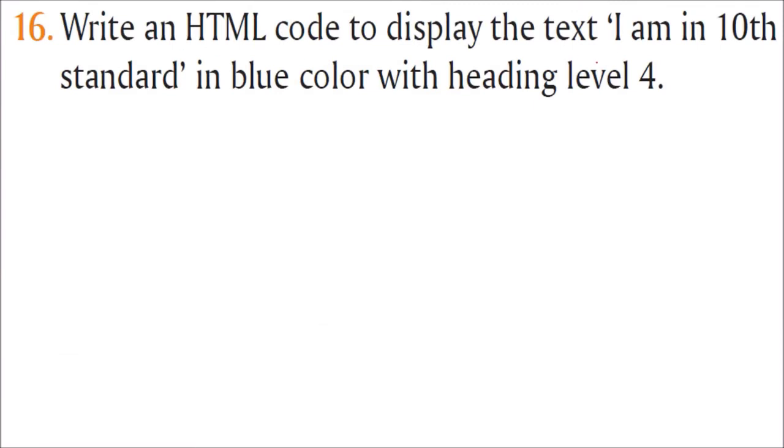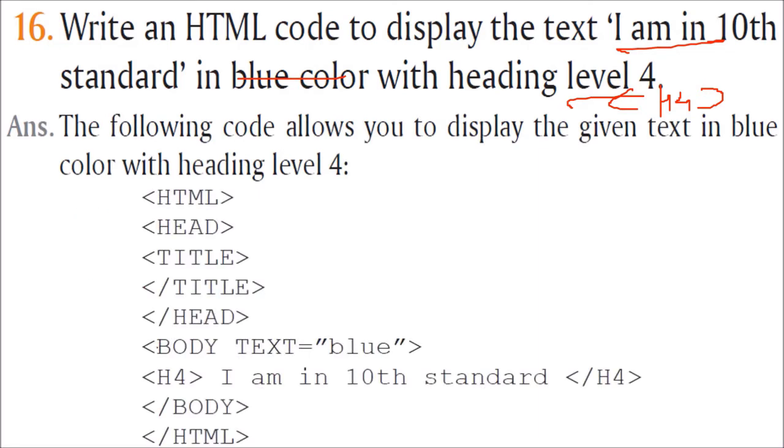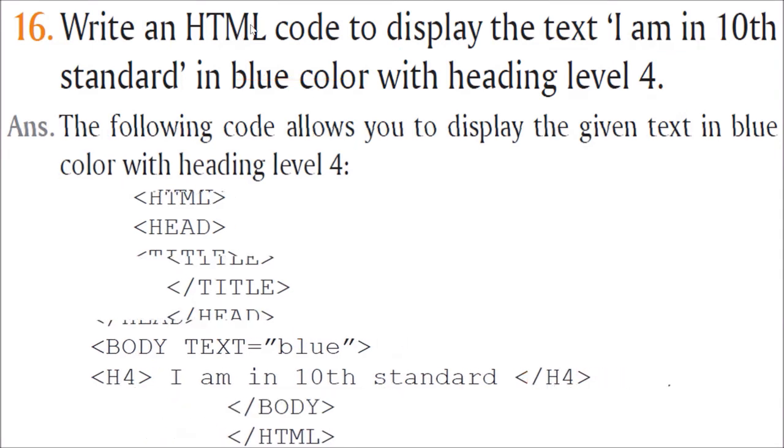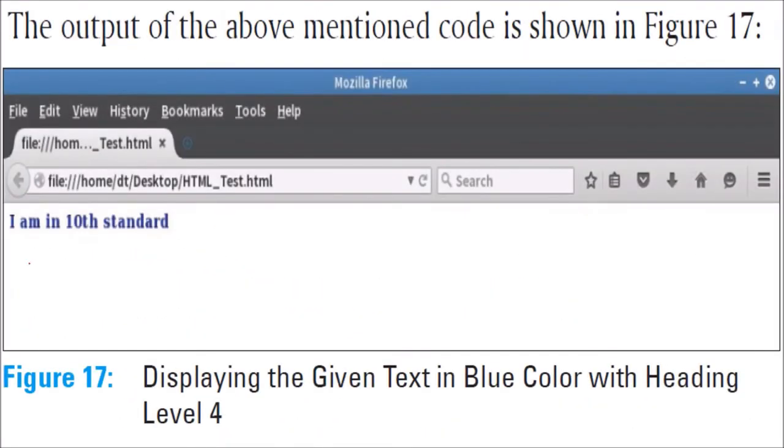Write an HTML code to display the text "this" in blue color with heading level 4. So H4 you will use and also the blue color property. For that, what you have to do here is first body, then you have to give text equal to blue, because you have to display all the content in blue color. H4, inside this you have to write this. So the content will be something like this. I am 10th standard, this is in blue, and this is in heading level 4, H4. As I said, the heading level starts from H1 and goes up to H6.